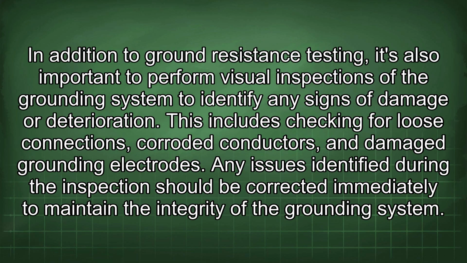In addition to ground resistance testing, it's also important to perform visual inspections of the grounding system to identify any signs of damage or deterioration. This includes checking for loose connections, corroded conductors, and damaged grounding electrodes. Any issues identified during the inspection should be corrected immediately to maintain the integrity of the grounding system.